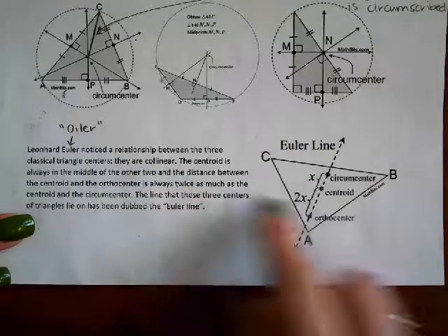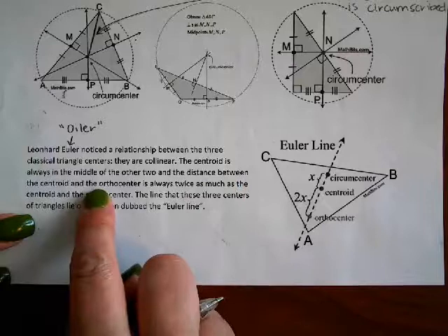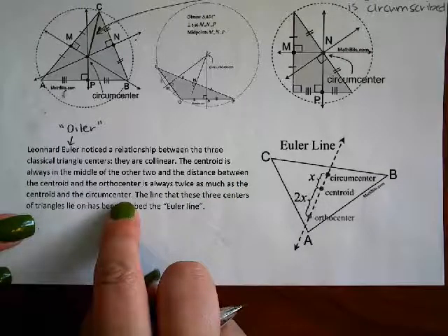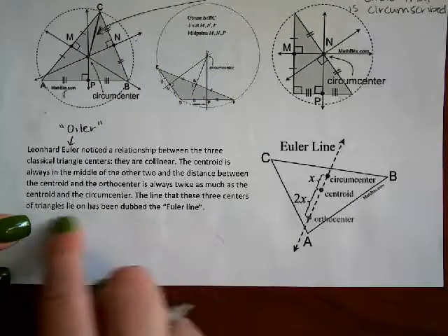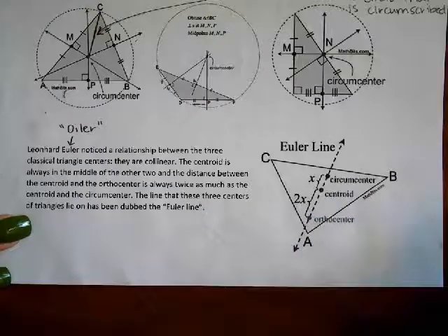The centroid is always in the middle of the other two, and the distance between the centroid and the orthocenter is always twice as much as the distance between the centroid and the circumcenter. The line that these three centers of a triangle lie on has been dubbed the Euler line. So that's just kind of an interesting piece of information.